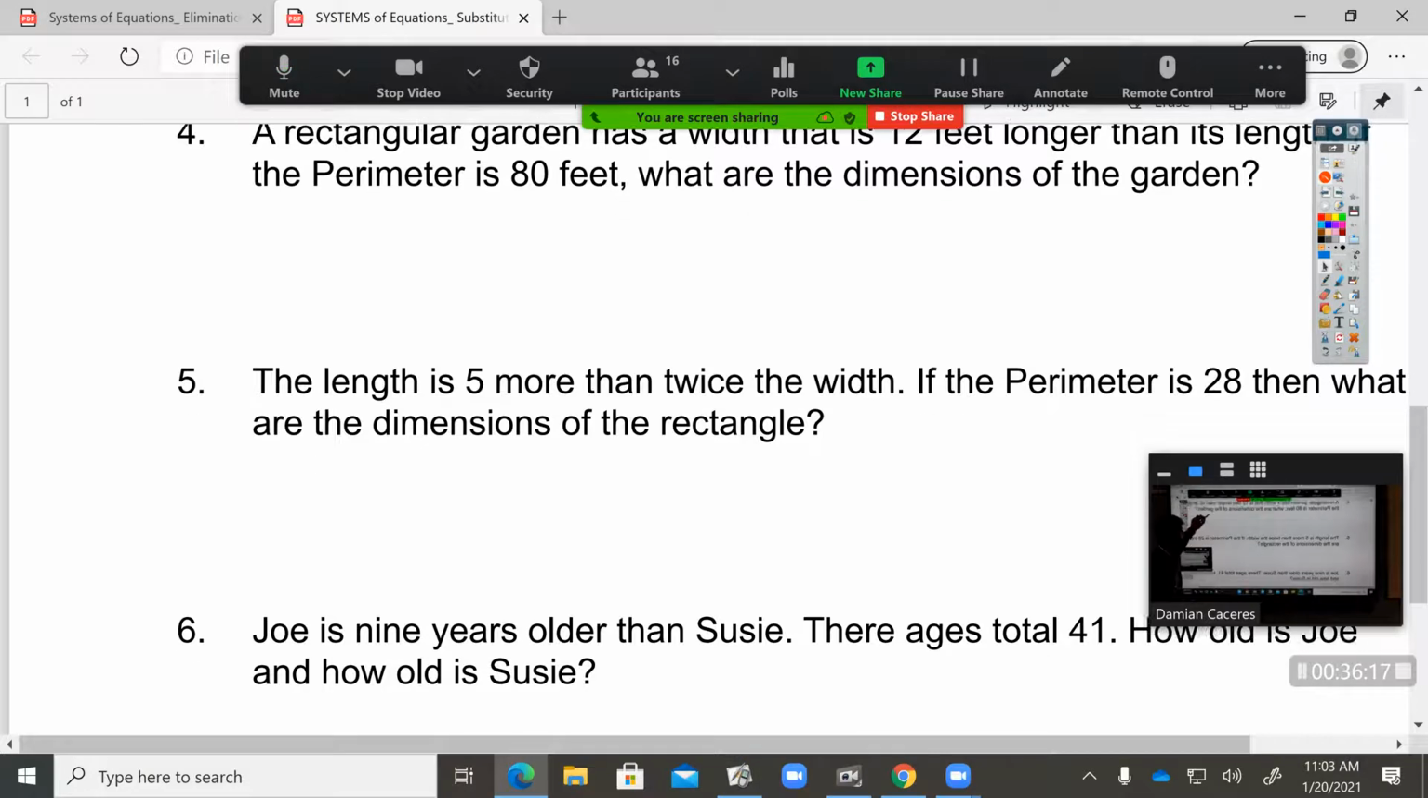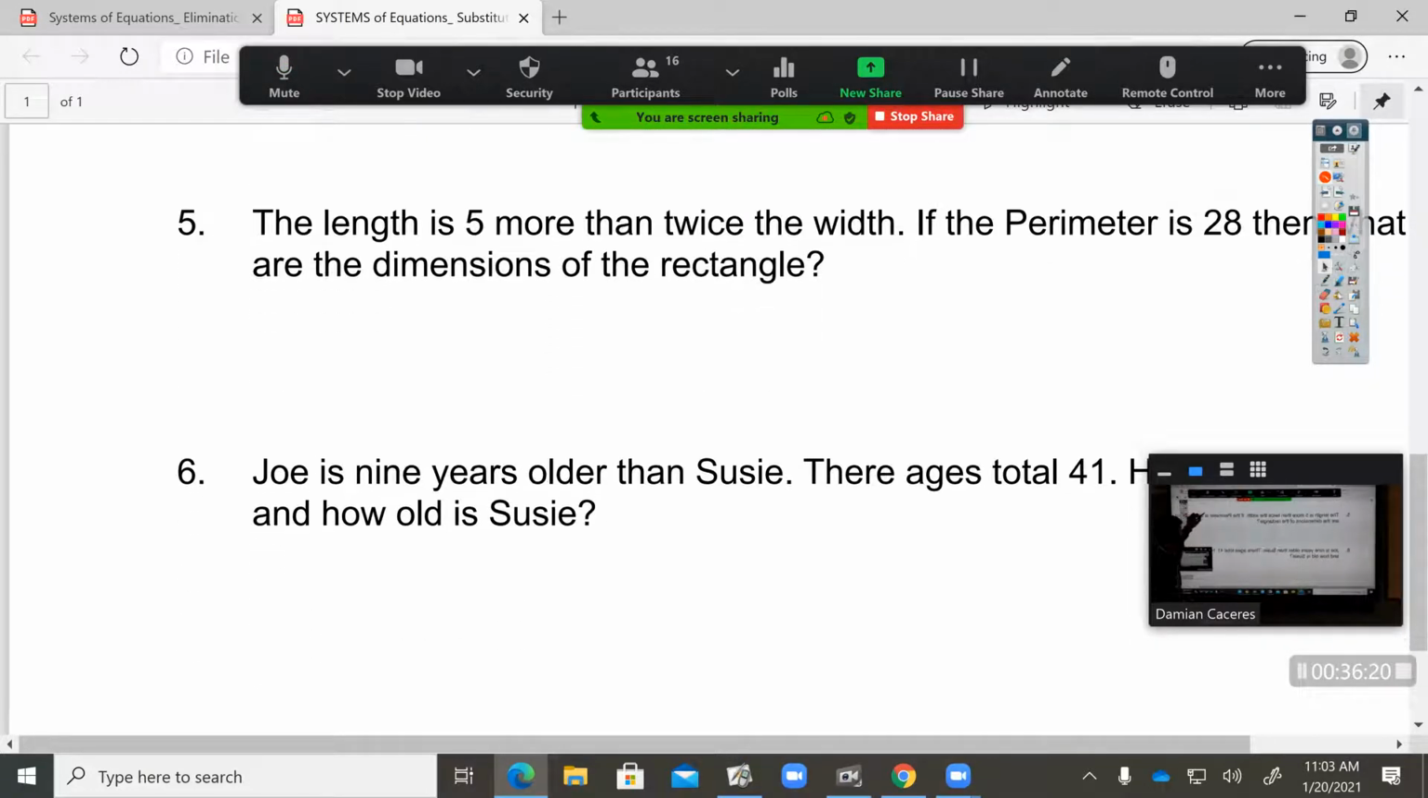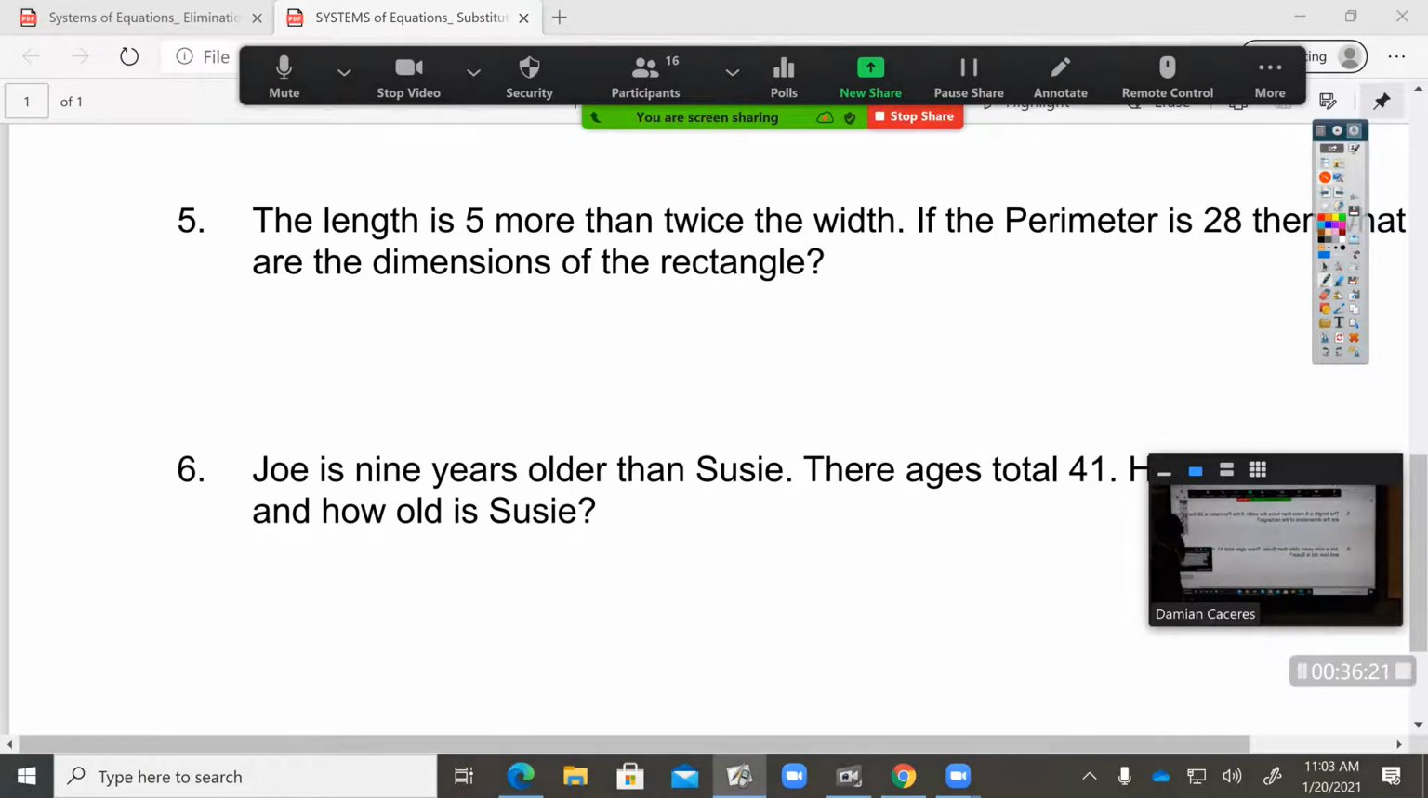All right, number 5. On number 5, it says the length is... So we already have L equals at the beginning of the sentence. 5 more than twice the width. Now, before you actually write your answer at the bottom, label these words.